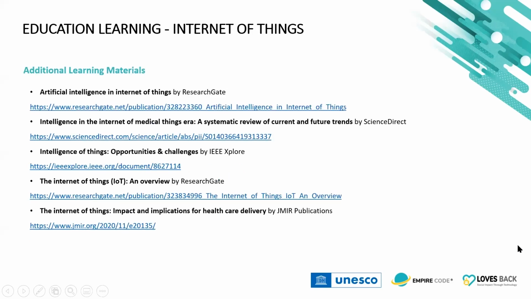Additional learning materials for you guys. Artificial Intelligence and Internet of Things by ResearchGate. Intelligence in the Internet of Medical Things Era: A Systematic Review of Current and Future Trends by ScienceDirect. Intelligence of Things: Opportunities and Challenges by IEEE Xplore. The Internet of Things: An Overview by ResearchGate, and The Internet of Things: Impact and Implications for Healthcare Delivery by JMIR Publications.